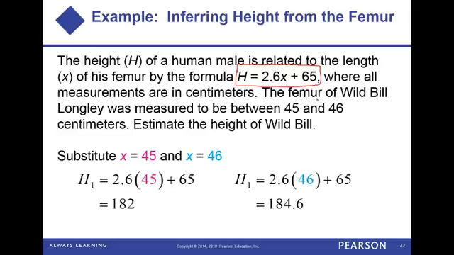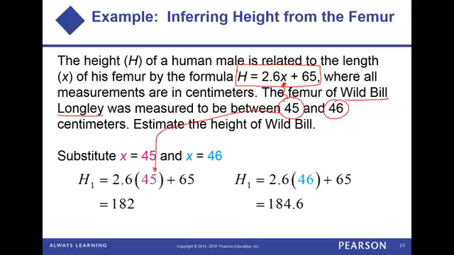And the femur of Wild Bill Longley. He is pictured on the first page of section 1.2, if you want to take a look at it in the textbook here. And here's what we got here. It goes, his femur was measured between 45 and 46 centimeters. So estimate the height of Wild Bill. All we got to do. So there's two different measurements given. There's 45, 46. All we really got to do, we're going to plug it in. So plug it into this formula here. So 45 goes in for the x.